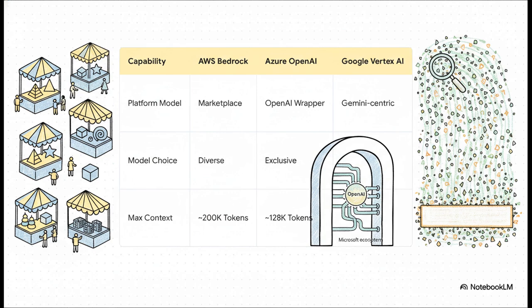Well, if your strategy is all about model diversity and you want to avoid getting locked into one vendor, AWS Bedrock is basically your marketplace. If you're already deep in the Microsoft world, and you just want the most direct path to the latest OpenAI models, then Azure is the obvious choice. But if your application's success depends on processing enormous documents, I'm talking legal analysis, summarizing entire books, Google's Vertex AI, which is built around Gemini, is designed from the ground up for that massive, massive context window.